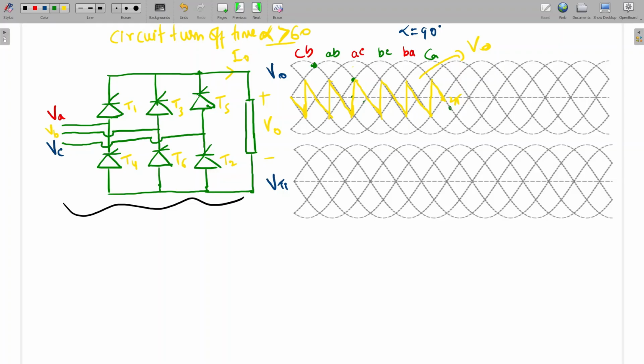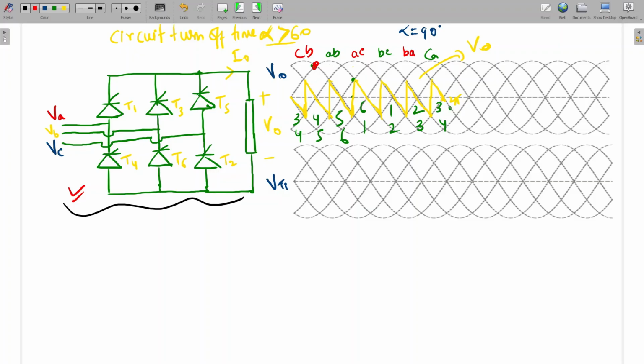So I will write here 6 1. AB means 6 1, then 1 2, 2 3, 3 4, and 5 6, 4 5, 3 4. This sequence should be like this. The main thing, first we have to remember this circuit and the sequence 1 2 3 4 5 6. After that, this should be the reference point. After this, we will measure the angle.